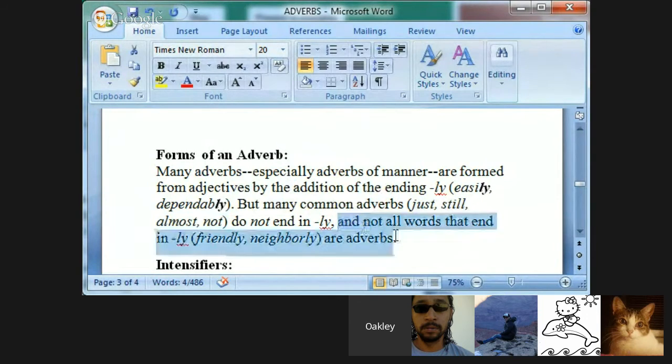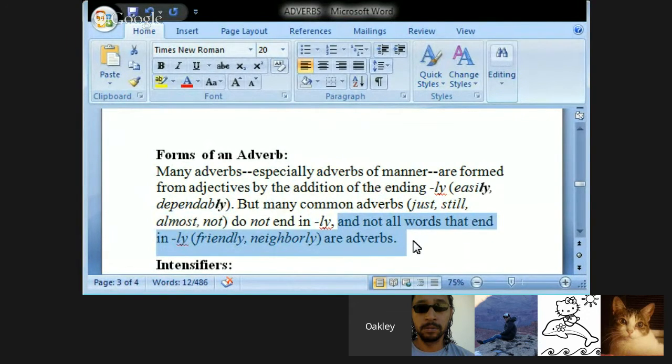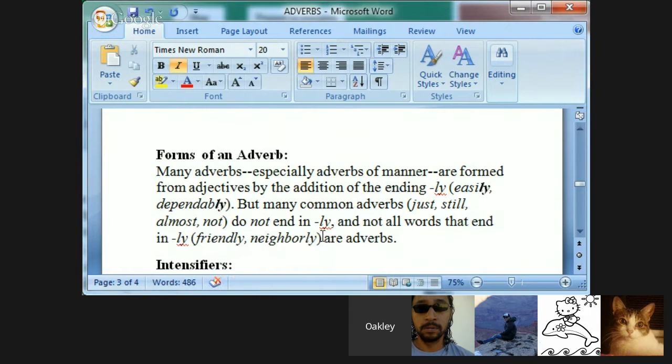And also, please note, this is another common misconception by language learners: not all words that end in ly are adverbs. Absolutely not. For example, the words friendly or neighborly, these are adjectives. The friendly man, the neighborly couple. It's an adjective modifying a noun. It is not an adverb. There are quite a few adjectives that end with ly. So try to think about their function. Are they modifying a noun? Then they're an adjective.